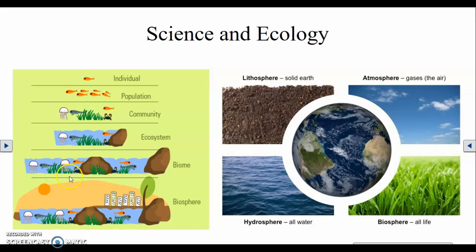Now, what is a biome? A biome is a large repeating area in which living and non-living things live together. An example of a biome is a rainforest. If you've ever seen pictures of the Amazon, which is currently burning right now, or pictures of maybe Malaysia, that's a rainforest biome.